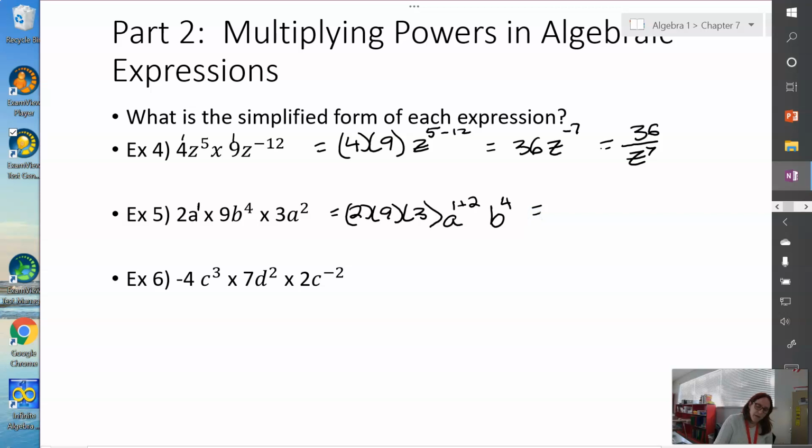So then I get 2 times 9 is 18. Times 3, I get 57. a to the 3, b to the 4. Let me check that on my calculator. I did that in my head. Let's make sure I did that right. 2 times 9 times 3. 54, not 57.